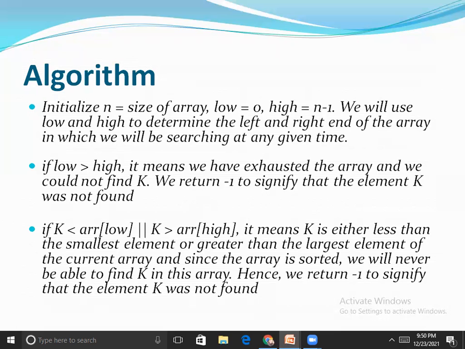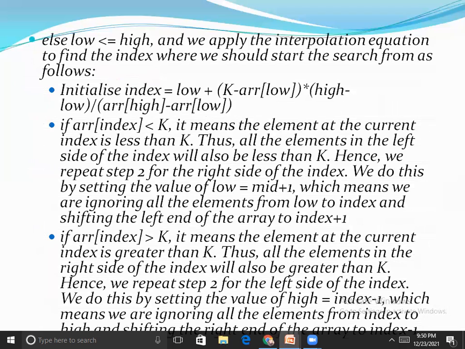If k is less than array of low or k is greater than array of high, it means k is either less than the smallest element or greater than the largest element of the current array. And since the array is sorted, we will never be able to find k in this array. Hence, we return -1 to signify that the element k was not found. Else, if low is less than or equal to high, we apply the interpolation equation to find the index where we should start the search, as follows.